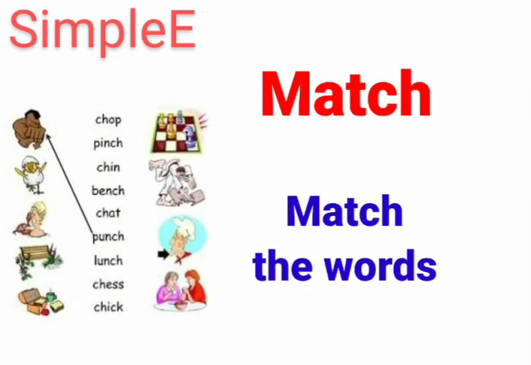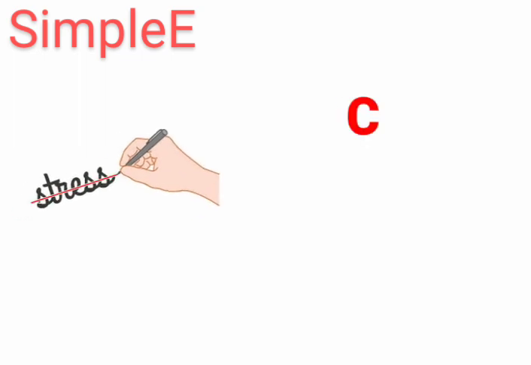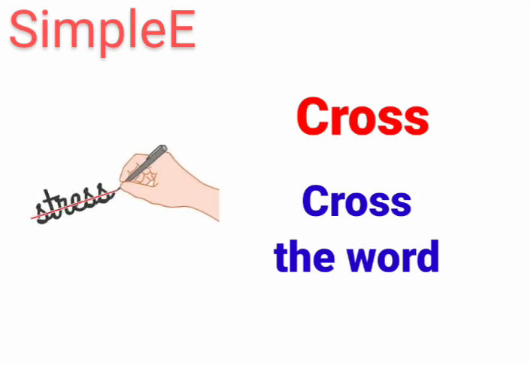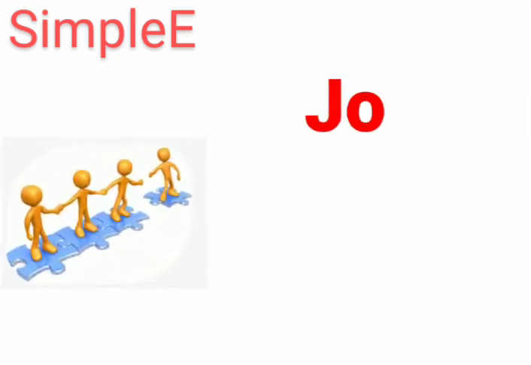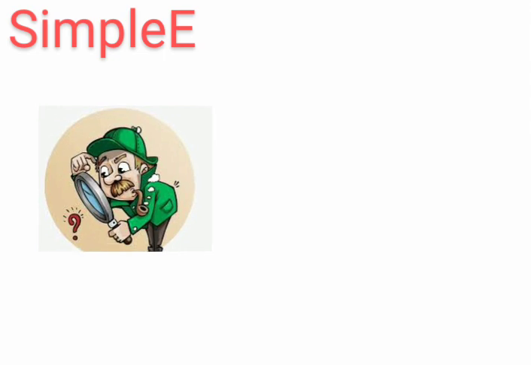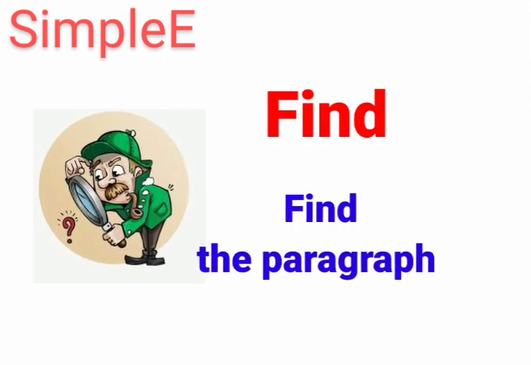Match the words. Verbs in English Lesson 2. Cross. Cross the word. Join. Join the shapes. Find. Find the paragraph.